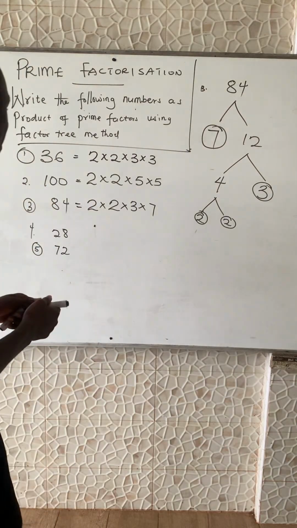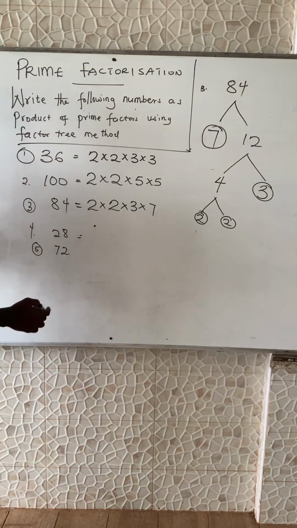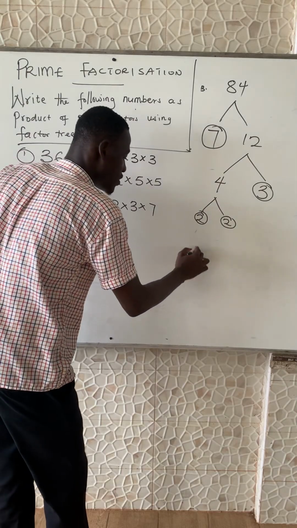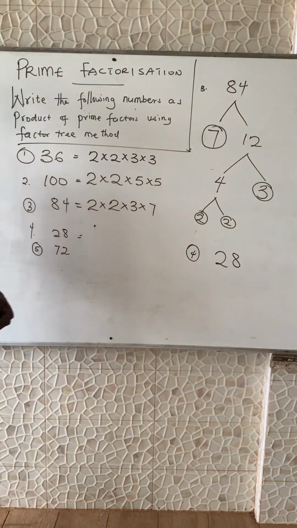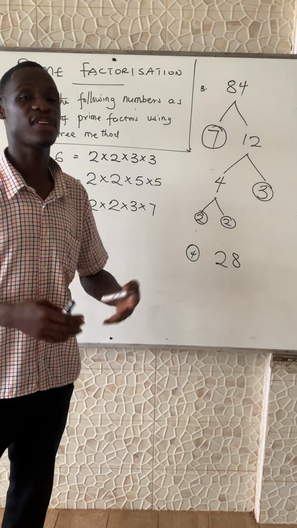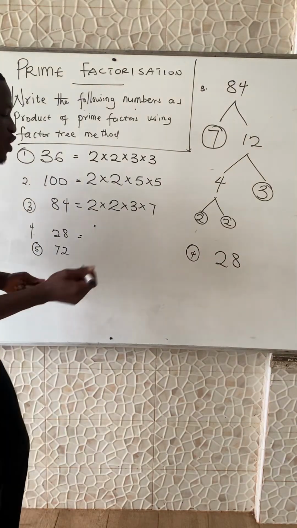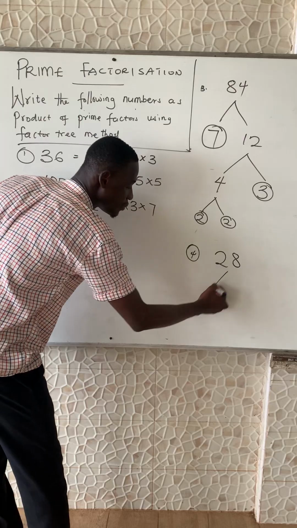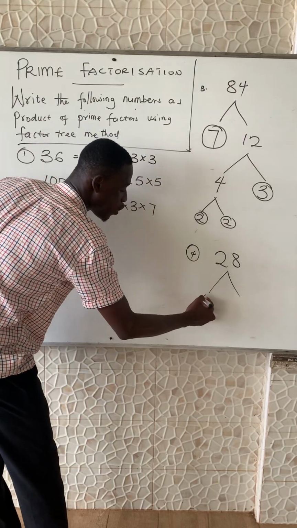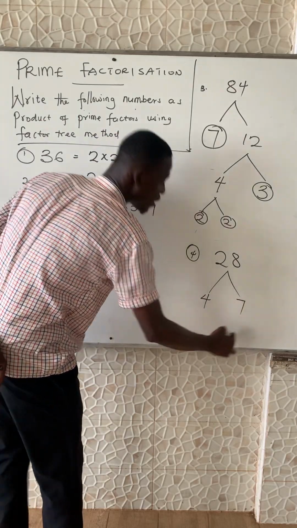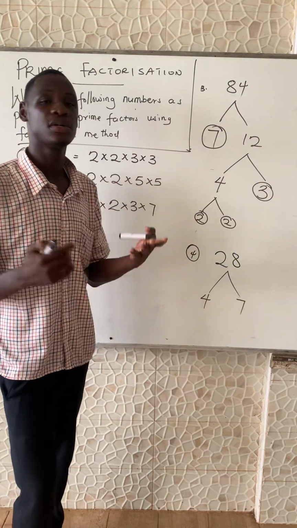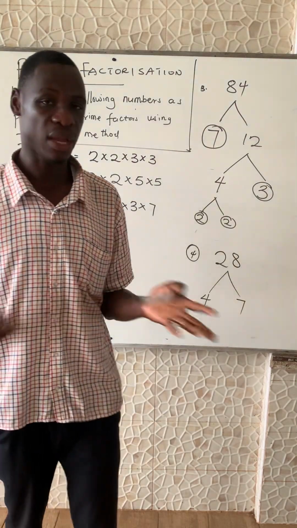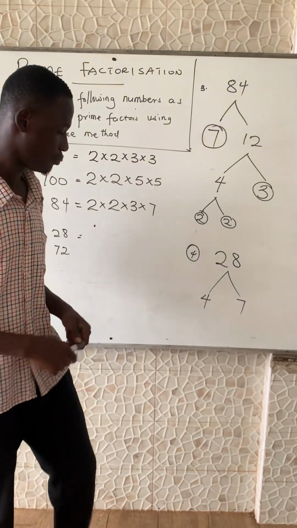Alright, let's get to the solution to the fourth one. We have 28. We ask ourselves, which two numbers will multiply to give us 28? We have 4 times 7. So 4 times 7 gives us 28. Or can I use 2 times 14? That one is correct. Okay?